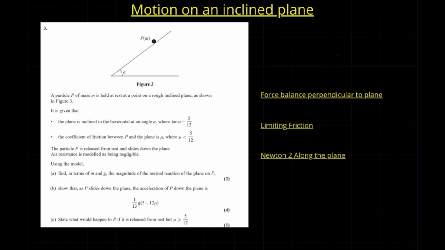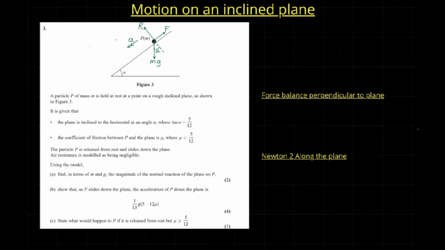In part A, we're asked to find the magnitude of the normal reaction of the plane on the particle in terms of m, its mass, and g, gravity. The first thing we need to do is to mark the forces on the diagram. Here they are. We've got the normal reaction.